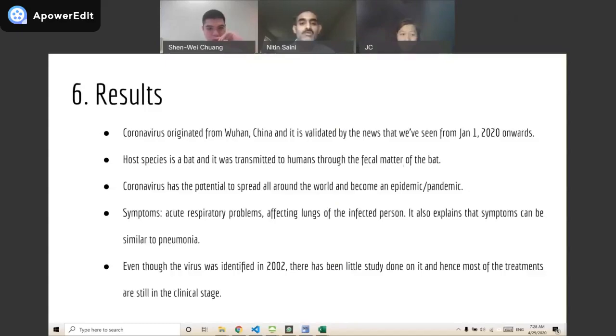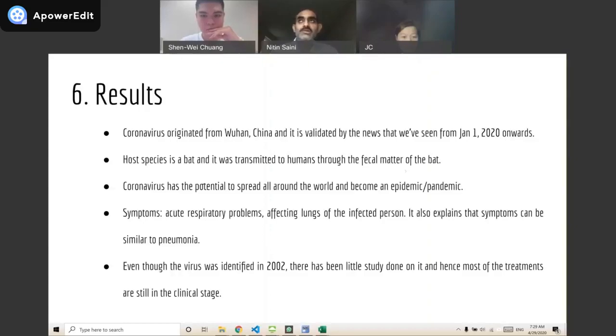First of it was based on the cluster that Luca mentioned. It seemed to be originated from Wuhan in China, and it is also validated by the news that we have been seeing since January 1. So we know that the first country that it affected was China. So it makes sense, by reading all these papers, that this cluster is showing us the name of Wuhan in China. Second is the host species is a bat, and it was transmitted to humans through the fecal matter.